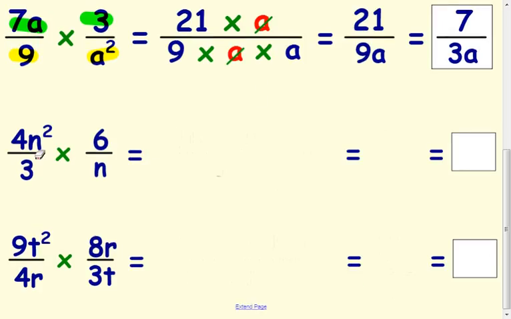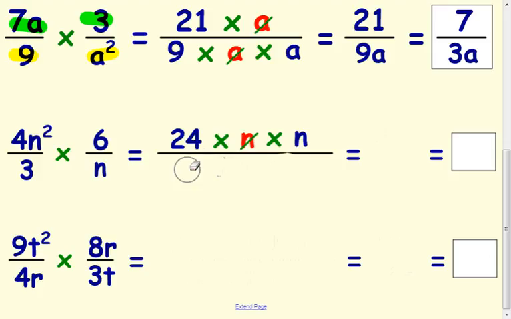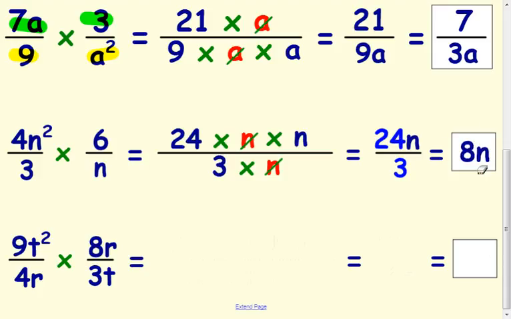Okay, the next example, the same idea: multiply the top values and then multiply the bottom values. So 4n squared times 6, that's 24n squared. Now you can write that as 24 times n times n if you want. You don't need to, it makes it easy to understand. And the bottom, 3 times n. So divide the top by n and the bottom by n, so cancel them out if you like, you get 24n over 3, and then you can simplify the 24 and the 3. 24 divided by 3 is 8, so 8n.